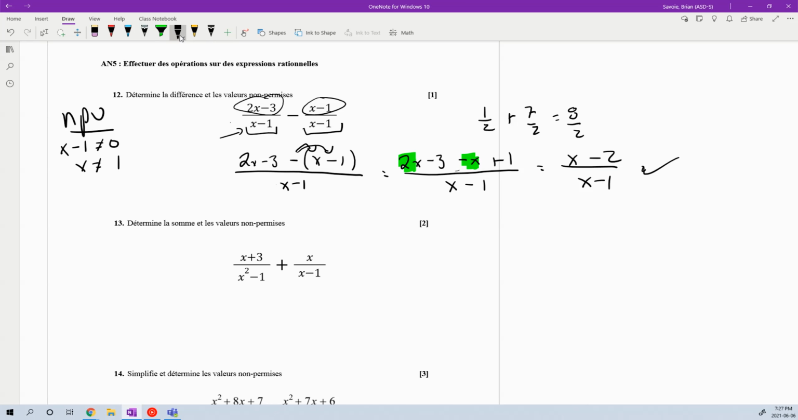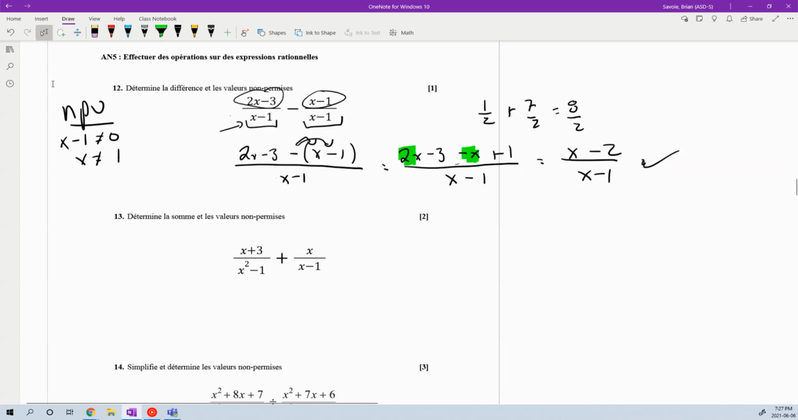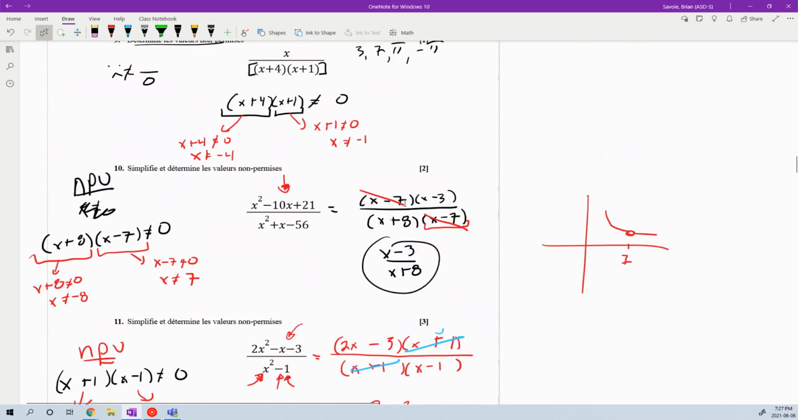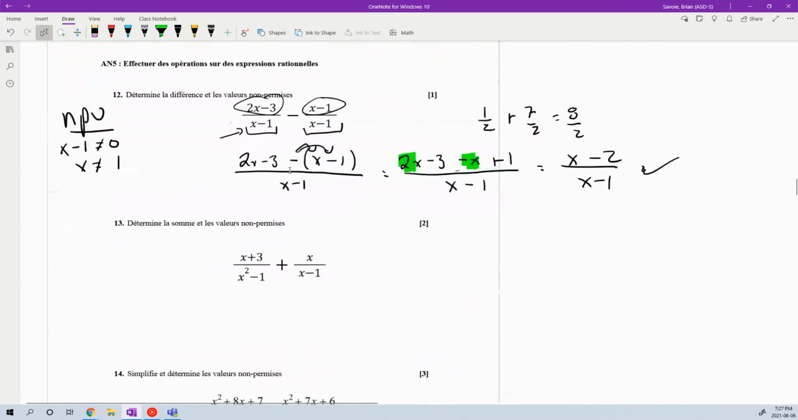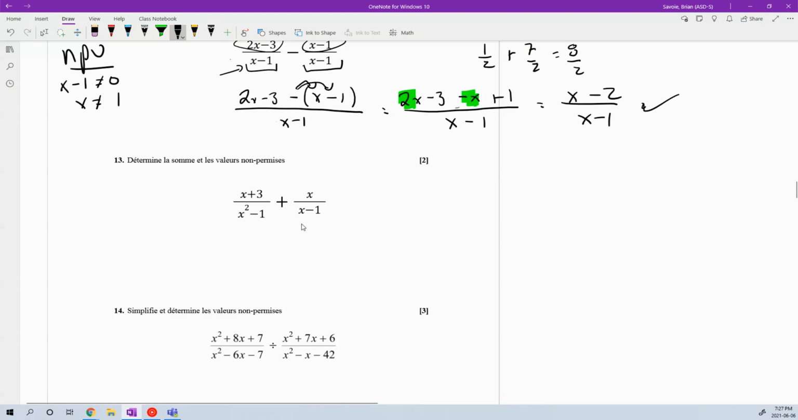So again, I have an expression now, just like what I had above here. In this outcome, I just started with an expression, and in these ones, I'm getting to the expression. But at the end of the day, the same principle applies in terms of non-permissible value. My x can be any value except for 1 in this particular case, because I end up dividing by 0. All right, let's go down to this one right here. Same thing, except it's going to be a little bit more challenging.